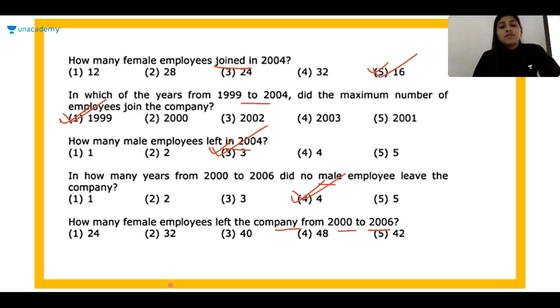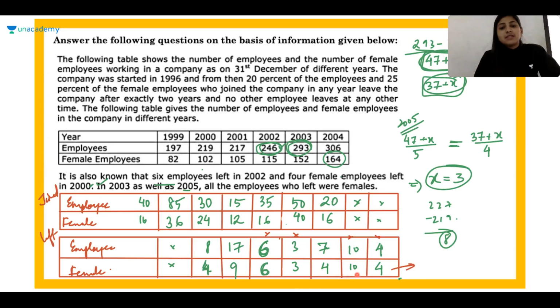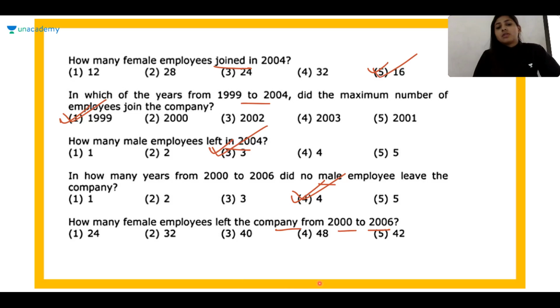And last one, how many female employees left the company from 2000 to 2006? Just take the sum. 10 and 12, 22 plus 3, 25, 25 plus 15, 40. Okay, we are done. Clear?